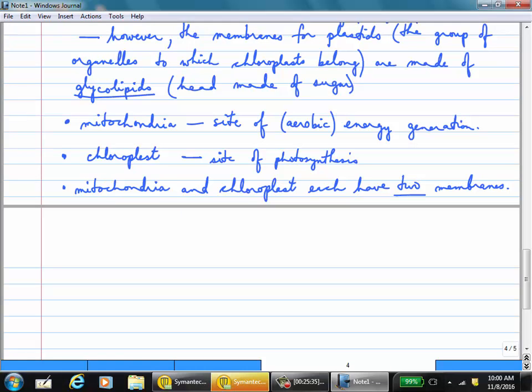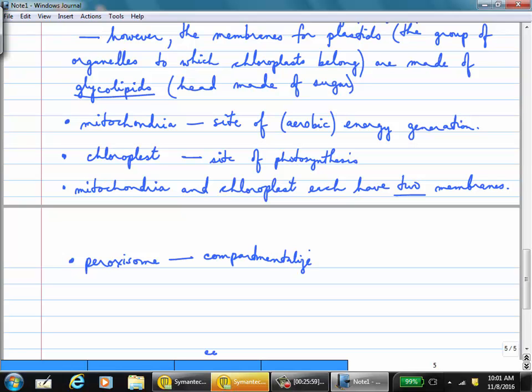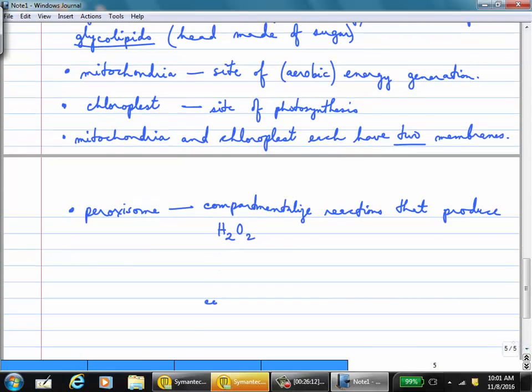Now, in addition to that, there are some other organelles. One of them is called a peroxisome. And again, what is the function of a peroxisome? Yeah, reactions that contain hydrogen peroxide. So they compartmentalize reactions that produce H2O2.